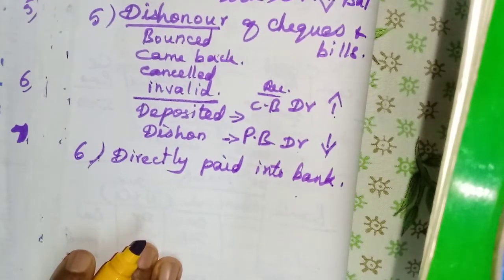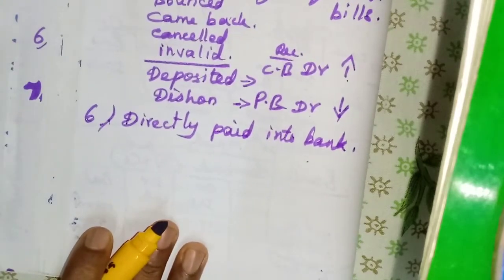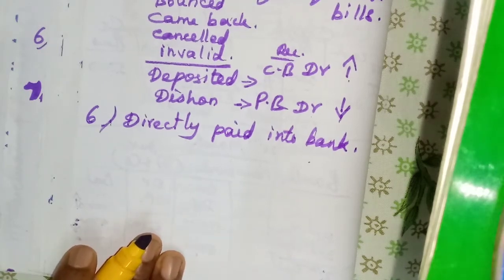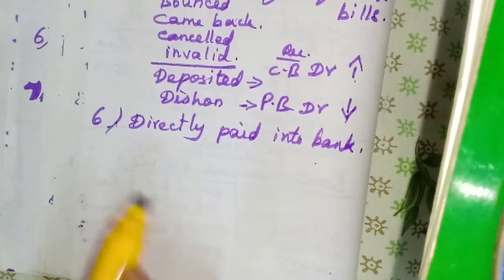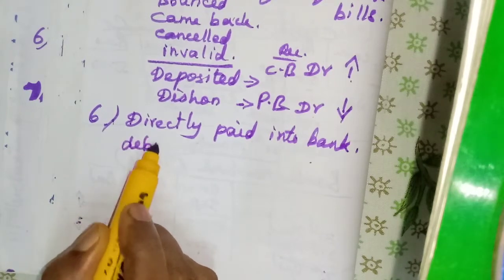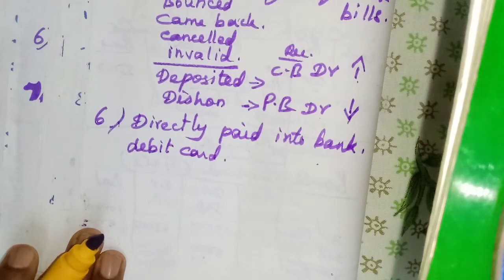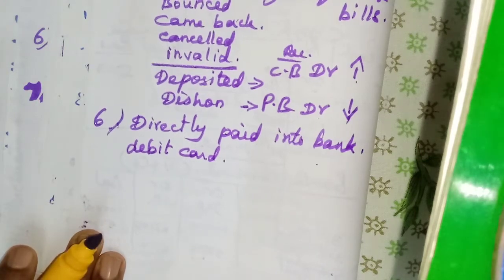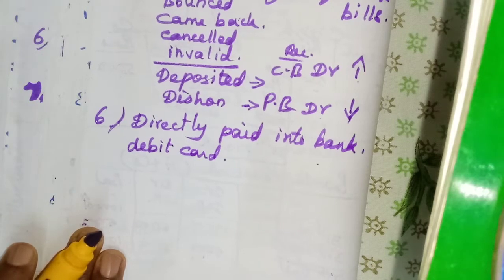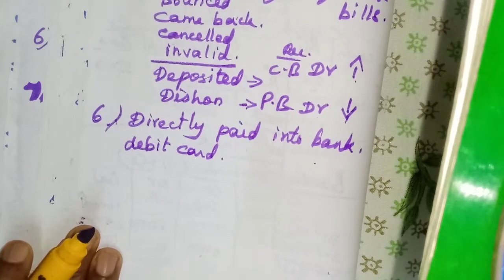Okay, our customers, sometimes they may directly pay into the bank. In many ways they can deposit the money into the bank account. They can pay the cash in the bank, or through debit card, credit card, or they can deposit the cash in the cash deposit machine, or any other online facility. Okay, they can deposit the money in our bank.